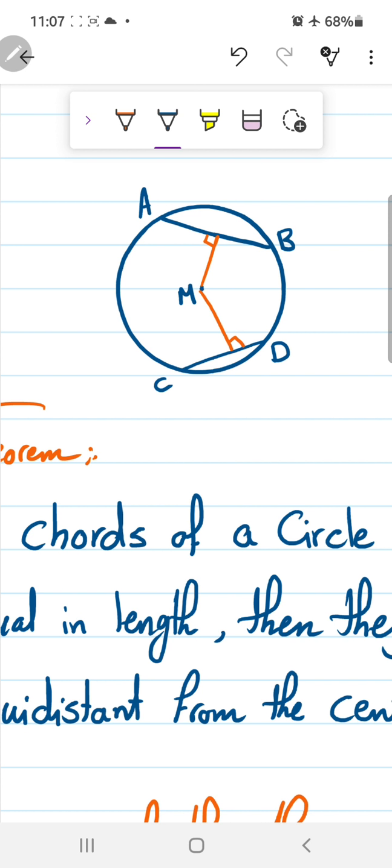So here we have the perpendicular to CD. Let's take X and Y. MX is the distance between AB and the center, and MY is the distance between CD and the center. Again, to get the distance between AB and the center or CD and the center, the distance must be perpendicular to the chord.